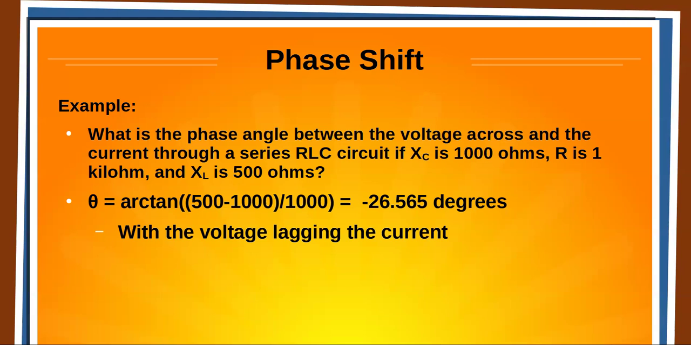Because 1,000 is the capacitive reactance, it's negative. Oh, it's the capacitance. I dropped the j's. Okay. It's really j500 and minus j1000. Because in this calculation, they don't matter, because you're looking at the magnitude.